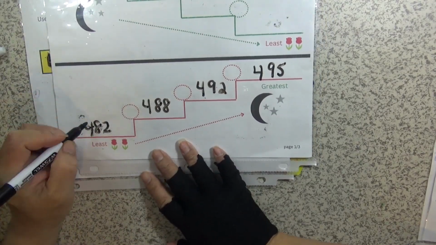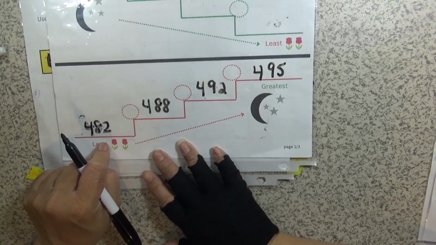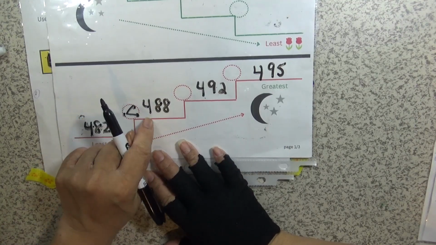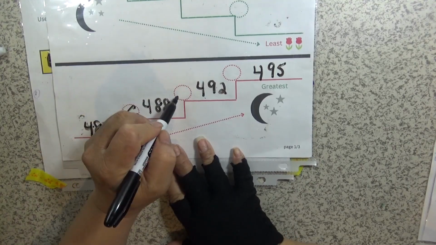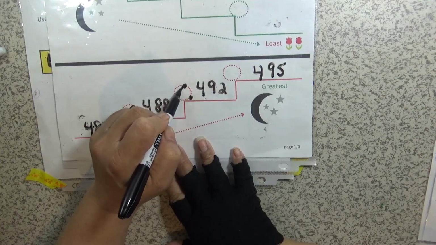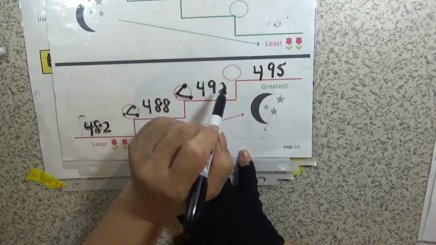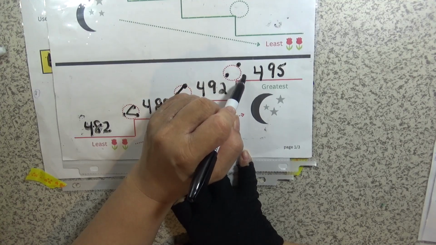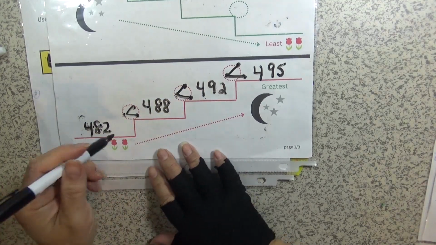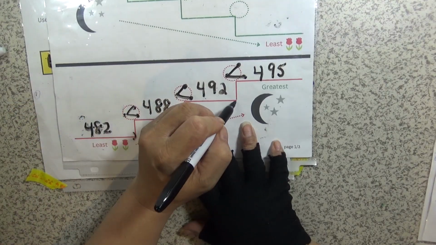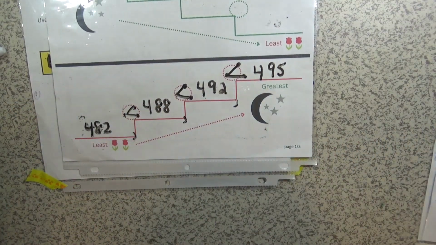Now this is going to read: 482 is less than 488. 488 is less than 492. 492 is less than 495. So all you have to do is make sure you put your commas in and you write your name on your worksheet and you're good to go.